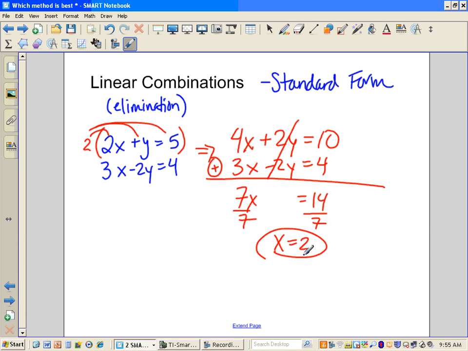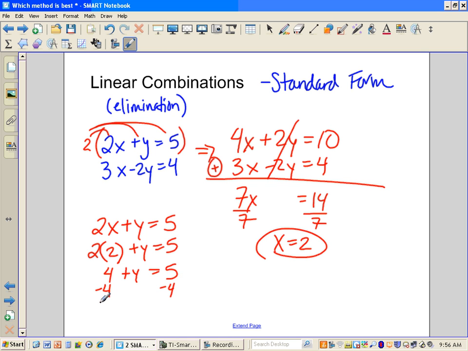Just like before, I'm not done. I need to find my y value. So I'm going to take any of these 4 equations. I can take the original one, I can take the one after it's multiplied, or I can take the one that I didn't change. I'll just take 2x plus y is equal to 5. And I know that since x is 2, I'm going to plug in 2 for x. And I know that becomes 4 plus y is equal to 5. And I want to get the y by itself, so I'm going to subtract 4 from both sides. So y is equal to 1. And so I believe my intersection point is 2, 1.